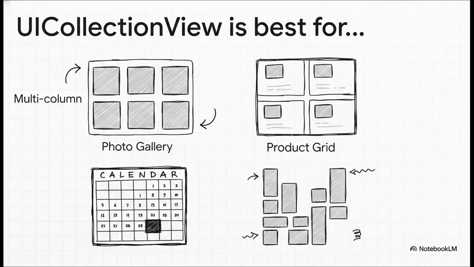Now, compare that to these kinds of apps. A photo gallery with 3 or 4 columns of pictures. An e-commerce app that shows you a grid of all its products. A calendar view. In these situations, a simple vertical list just won't cut it. You need the power of UICollectionView to build these kinds of rich visual experiences.